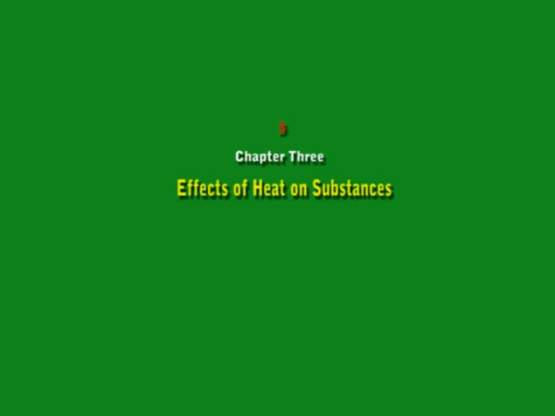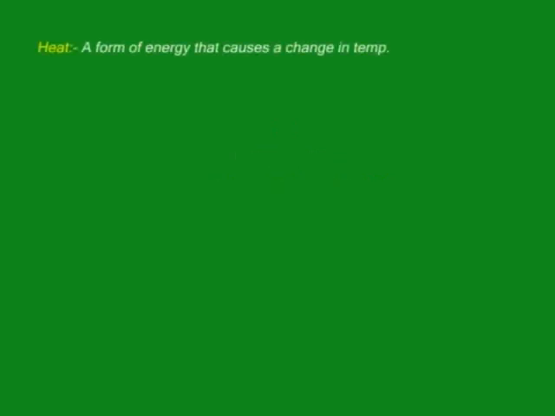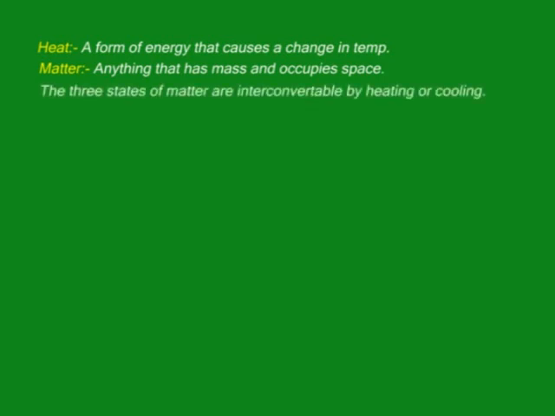Now, after looking at the mixtures and how we can separate them into distinct or pure substances, we now turn and look at the effects of heat on substances. Heat is a form of energy that causes a change in temperature, and we have defined matter as anything that has mass and occupies space. We have also indicated that matter can exist either as solid, liquid, or gas, and these are the three states of matter which we also said are interconvertible by either heating or cooling.